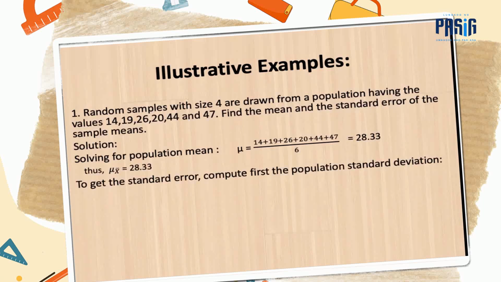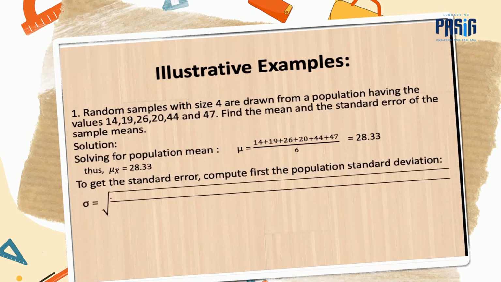To get the standard error, compute first the population standard deviation by getting the square root of 14 minus 28.33 squared plus 19 minus 28.33 squared plus 26 minus 28.33 squared plus 20 minus 28.33 squared plus 44 minus 28.33 squared plus 47 minus 28.33 squared all over 6. And that is equal to 12.19.